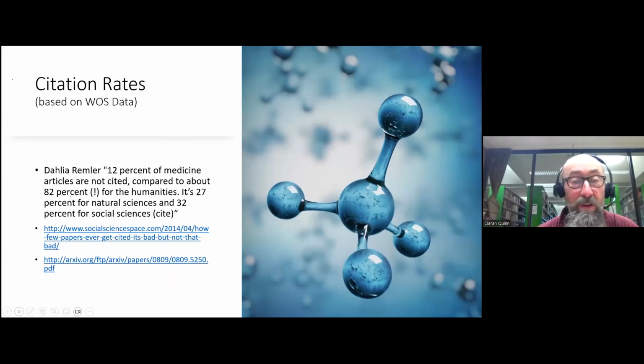Research visibility generally: lots of articles are published every year in many thousands of journals, so how do you get yours spotted? Citation rates can be quite low. In medicine and science, about 12% aren't cited. Humanities could be 80% not cited. Natural sciences 27%, and 32% for social science.